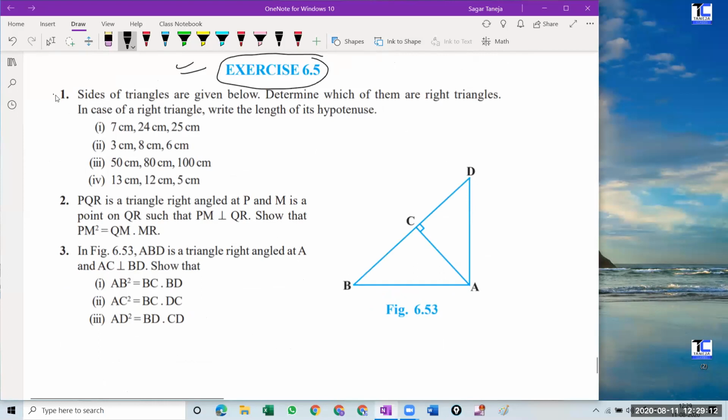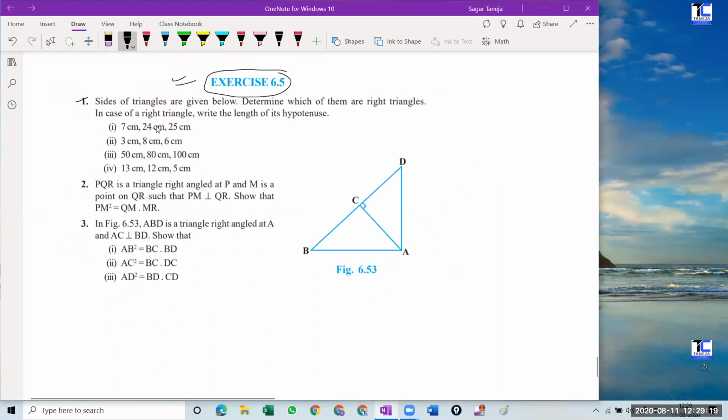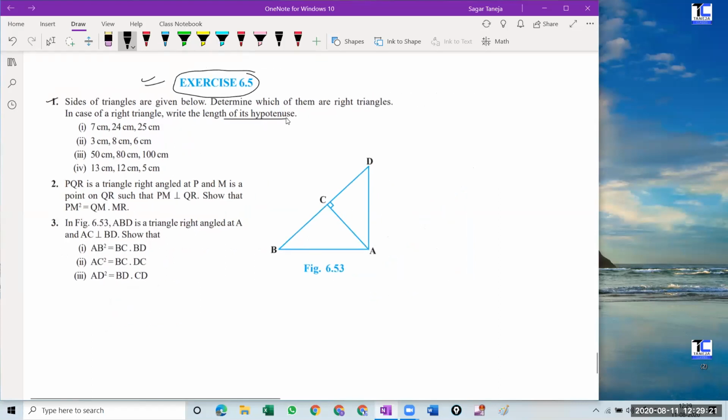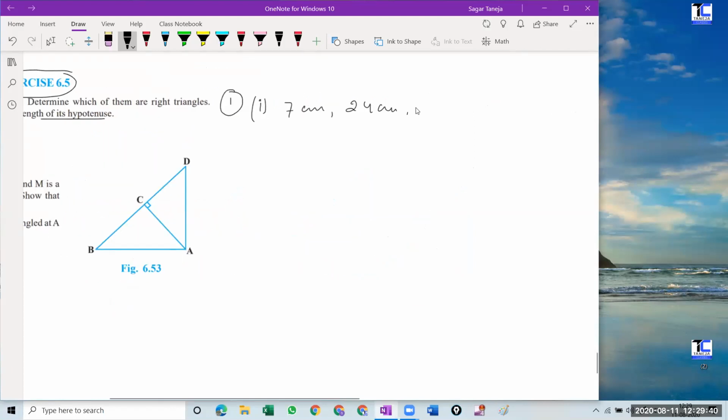Exercise 6.5, question number 1. Sides of triangles are given below. To determine, are these the sides of a right angle triangle, and what is the length of the hypotenuse? How can we check that these are the sides of a right angle triangle? For this, we will use the Pythagoras theorem. 7 centimeter, 24 centimeter, and 25 centimeter. These are the sides given.